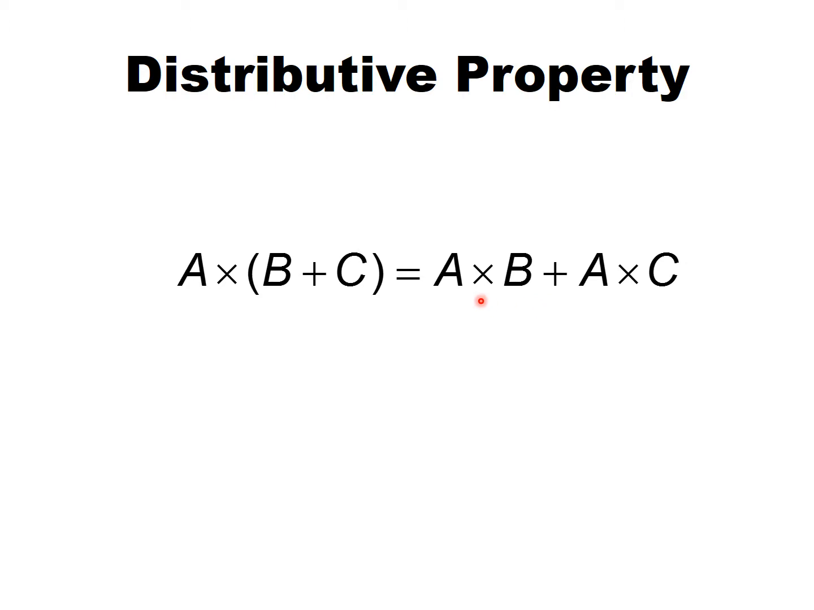Now I can also go backwards, meaning if I have an expression like this, I could factor the a out and write it as a times b plus c. So it works either way. In this example, we're actually going to work backwards. We're going to start with something that looks like this and write it as something that looks like that.